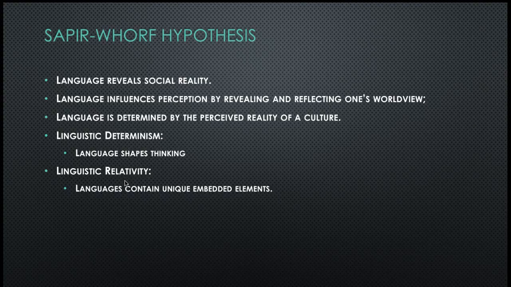It can sometimes be a controversial theory, but it was developed by linguist Edward Sapir and his student Benjamin Whorf. They tell us that language is determined by the perceived reality of culture, and that language influences perception by revealing and reflecting one's worldview in all types of communication. A short history of it tells us that Sapir first discussed this in 1929 and it became popular in the 1950s. Whorf's writings came out in the 1950s after his death.